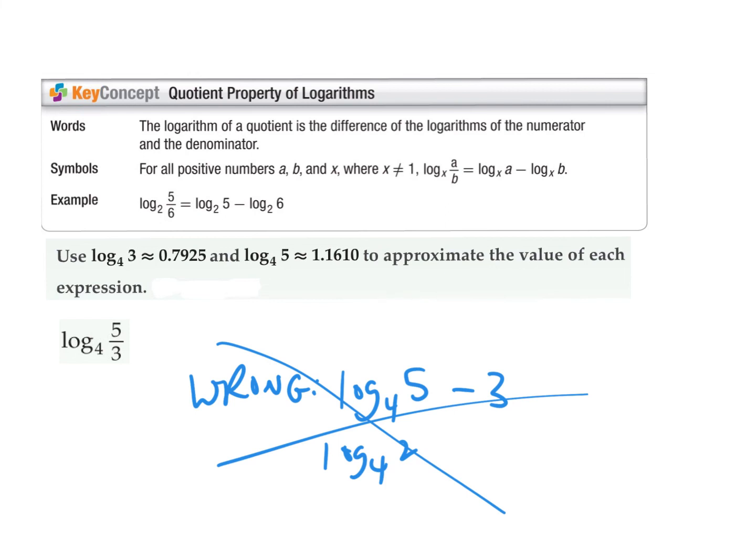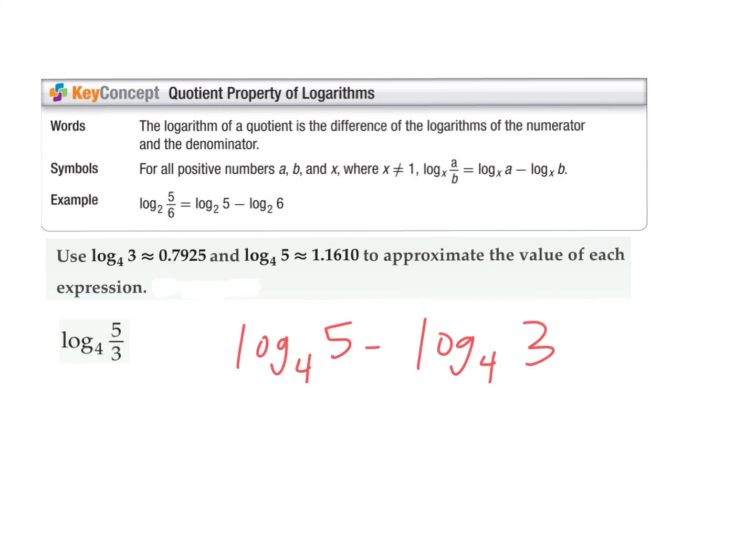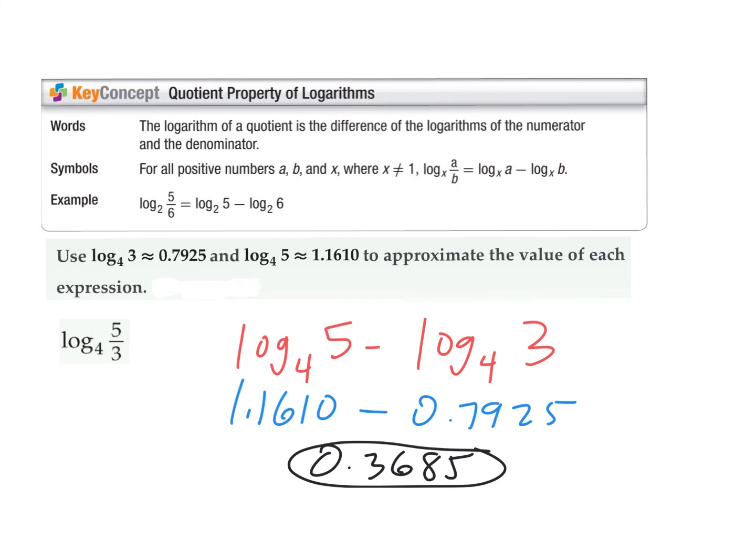The second part of your homework is actually, okay? How many had this? Okay, good. That's all you got to do. So then I just plug in. Okay, log base 4 of 5 is 1.160. Log base 4 of 3 is 0.7925. And then I subtract. Final answer, 0.3685, which means 4 to this power equals 5/3.